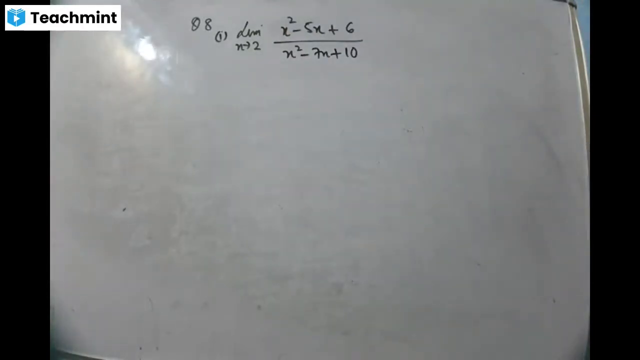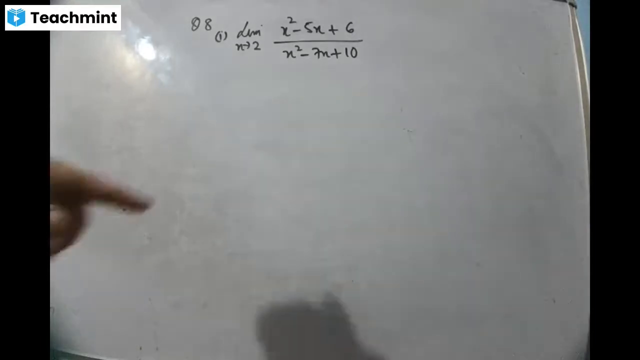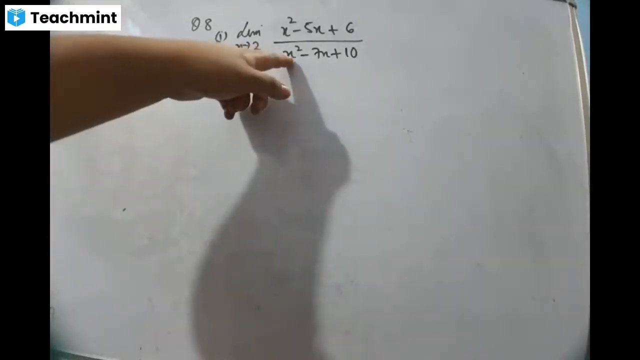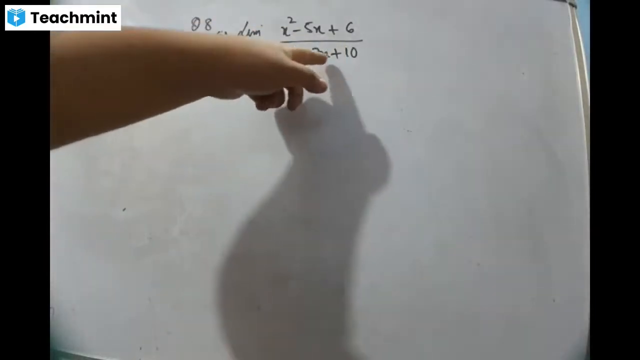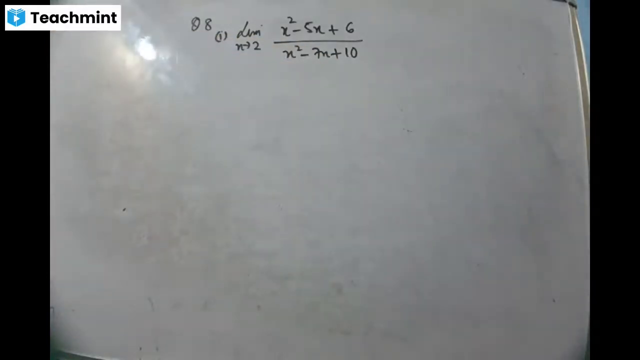Put the value of x in the denominator. You don't have to put it literally, okay, just do it mentally. So the value of x is 2, 2 square is 4, so 10 plus 4 is 14, 7 2s are 14, so 14 minus 14 is 0. That means you are getting 0 in the denominator.